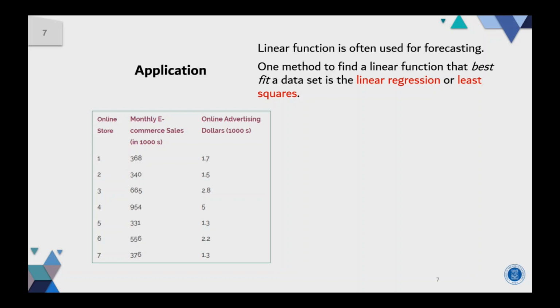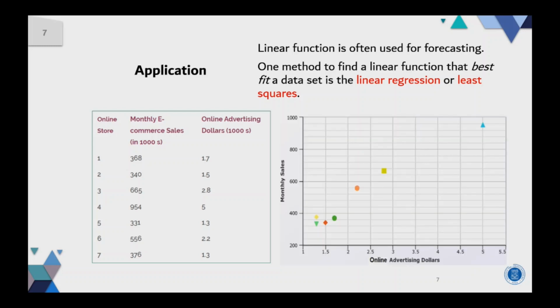So let's say we have this data set. This is about 7 online stores, the sales in 1000s, and also the online advertising in dollars. So here from this data, maybe we can say, okay, if I spend more dollars in online advertising, then I will get more sales. Probably from the data it is not very clear, but we can try to plot this data.